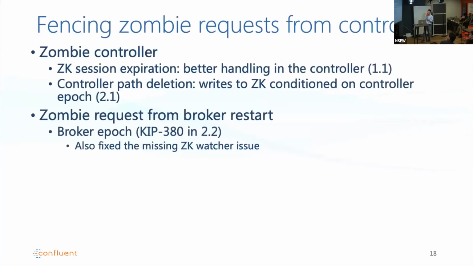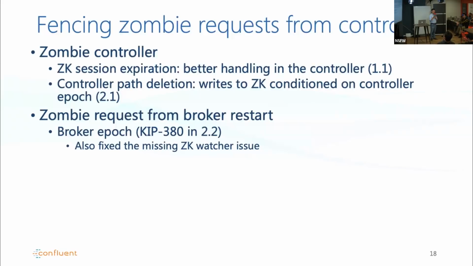Next, I'm going to talk about some of the improvements we did in terms of fencing those zombie requests from the controller. There are a few different flavors of fencing we have to do. The first level is that the zombie request can be because the controller itself was a zombie. I gave you an example earlier.